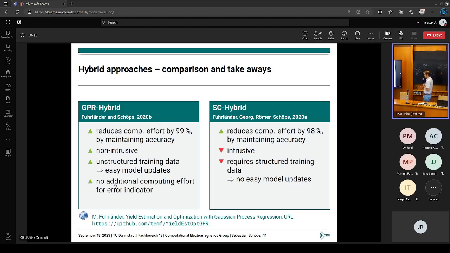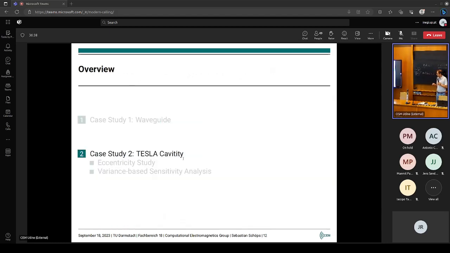Yes, this error indicator comes almost for free in the Gaussian process regression case. Sorry, but it's a bit more effort for these polynomial approaches. And if you're interested, this is surprisingly simple to implement. If you have a tool that creates Gaussian processes for you, it's actually quite simple to implement this method. Okay, so that's my first case study.